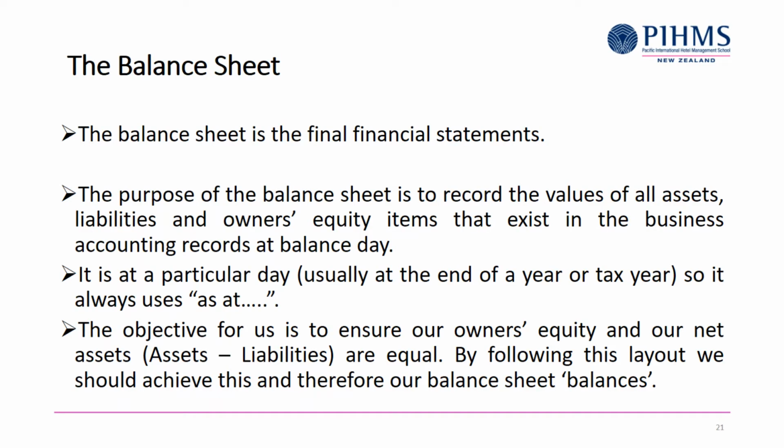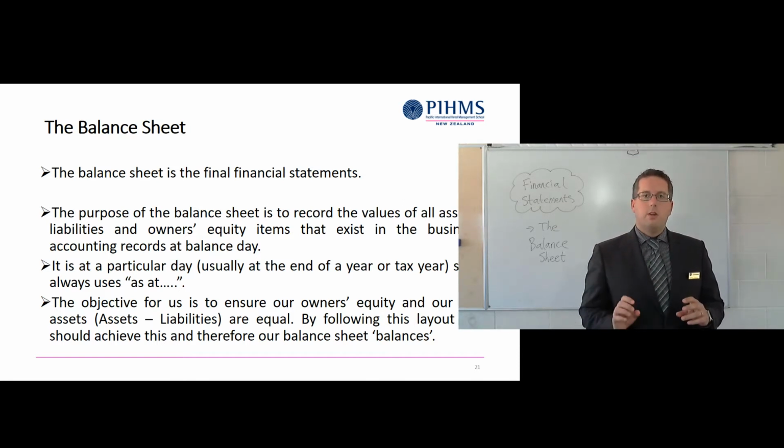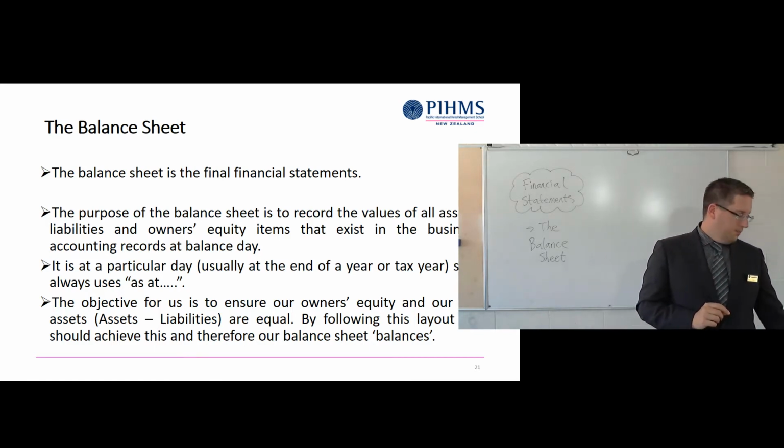So, final financial statement. The purpose is to show the value of all your assets, value of the liabilities, and owner's equity. And it's the value of all of those that exist as at balance day. So balance day is just the end date of a period. So maybe it's 31st of December, 31st of March. So we use, this is the point number 3, as at. So we always use the word as at for a balance sheet because it's only at one day. Because the bank balance, well, that changes every day. So this is just on one day. This is what the balance is at the end of that period.